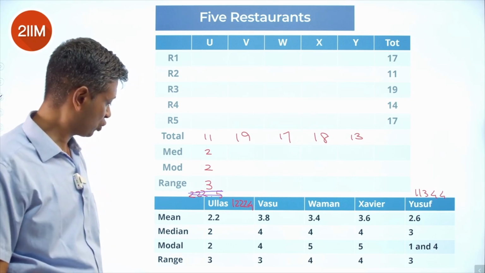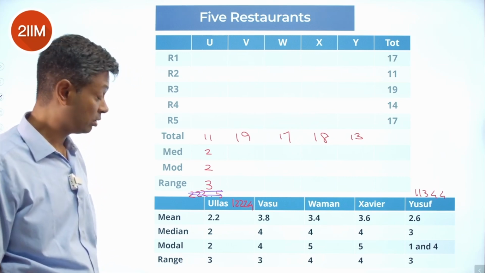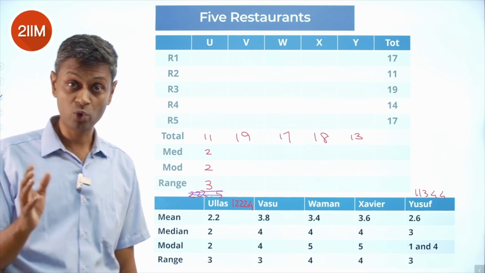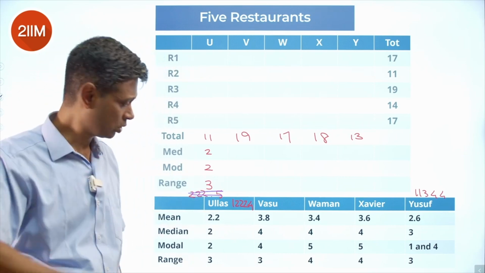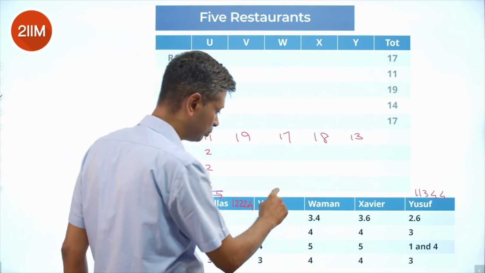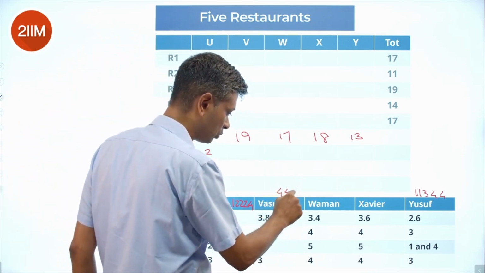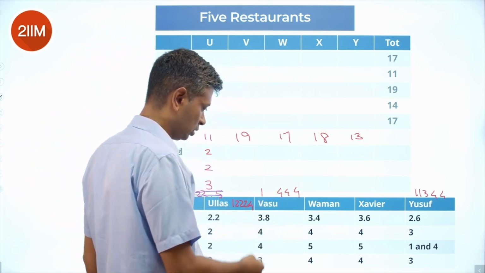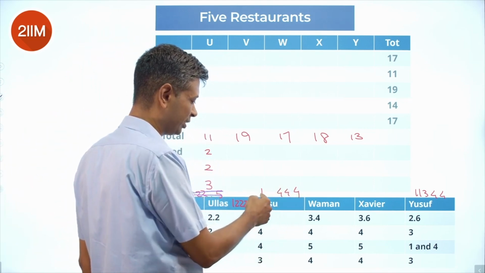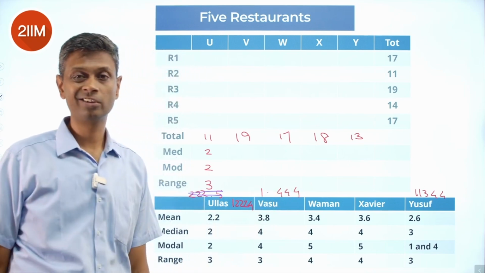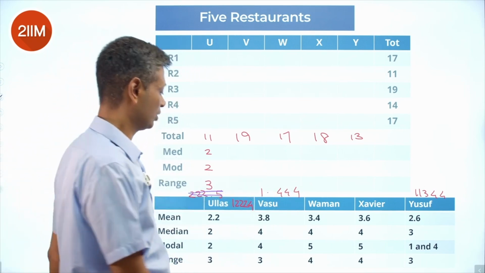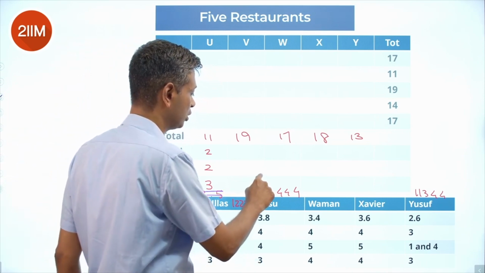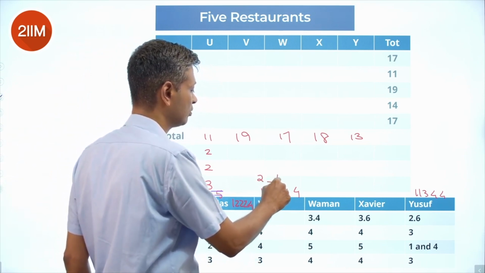Vasu, median is 4, mode is 4. Median is 4, middle term is 4, mode is 4, at least twice. We could have 4, 4, 4 or 5, 4, 4. Range is 3. Suppose it were 4, 4, 4. This should be 1. 4 plus 4 plus 4 is 12. 12 plus 1 is 13. The remaining number should be 6. That's not possible. I cannot have 1, 6, 4, 4, 4. So this should be 5. So the range is 2. So the numbers are 2, 4, 4, 5.